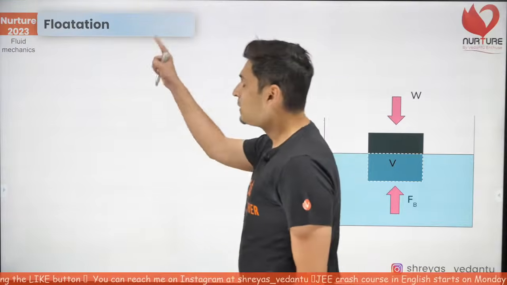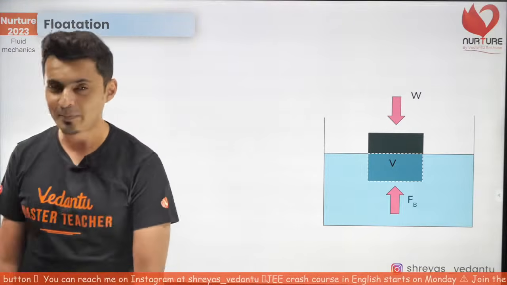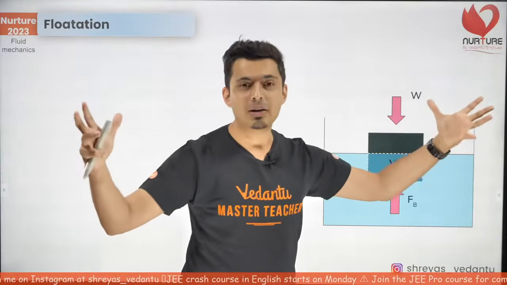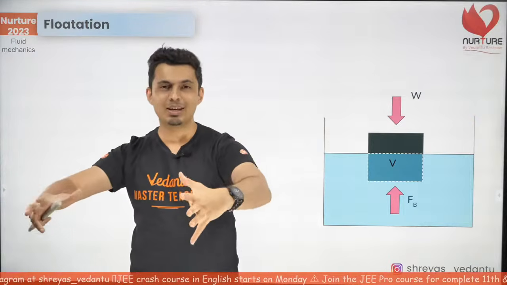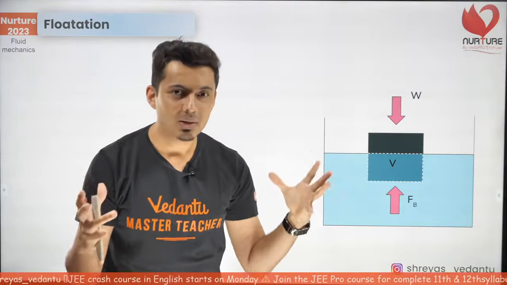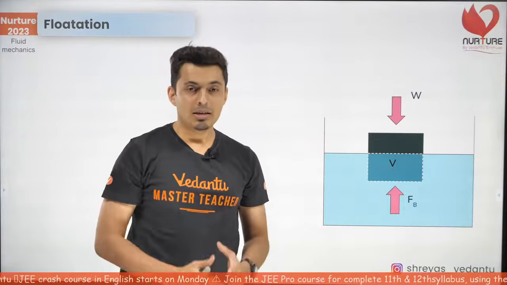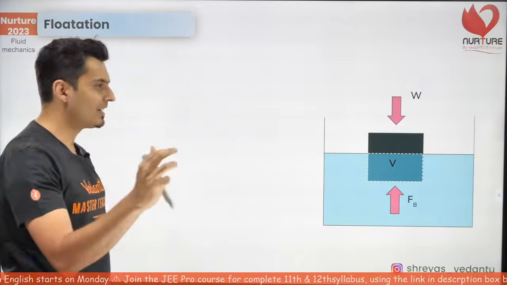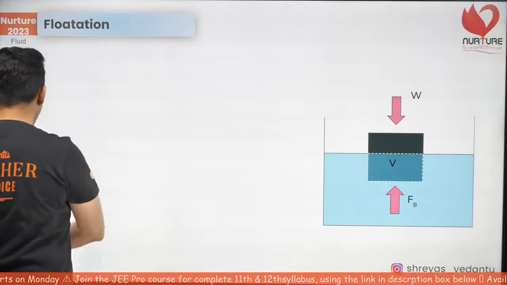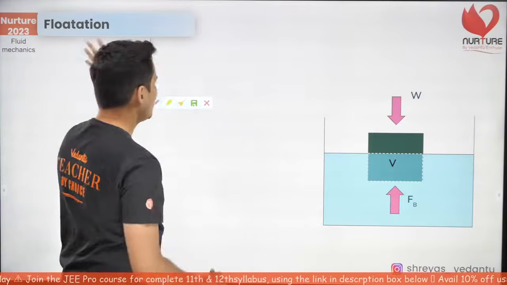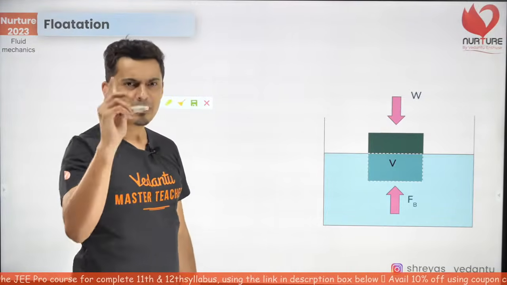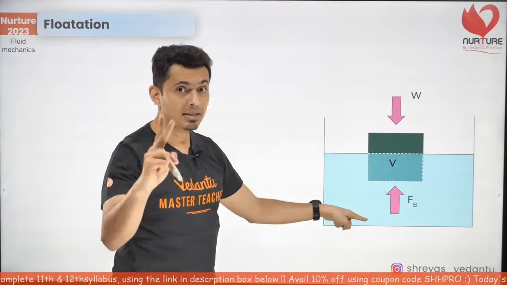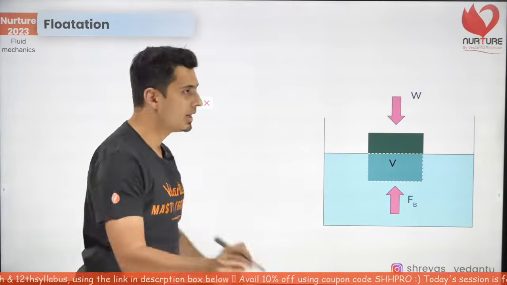Okay, so let's talk about flotation now. When you take some boat or wood or some plastic or even a human, you have seen that they float. Now let's write the equation for floating and let's figure out what exactly is happening out there. Just imagine there is some object which is floating out here. What are the forces acting on it? One is its own weight. Second is the buoyant force from below.